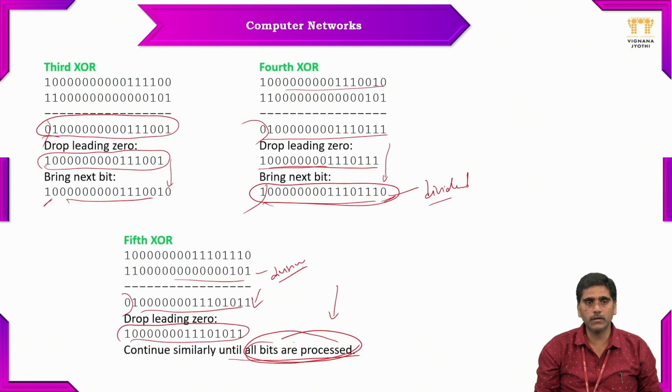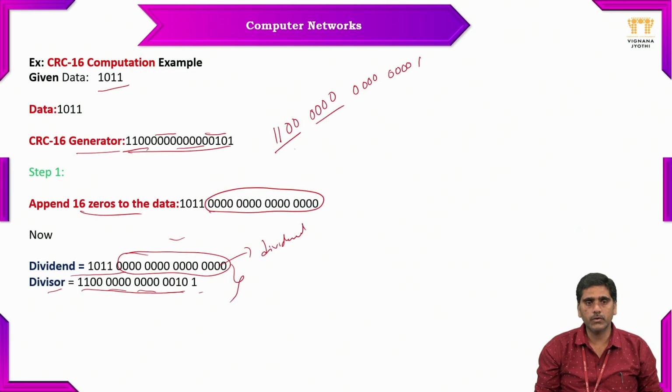So what are the steps here? We need to take the data and append 16 zeros to the data, depending upon the CRC polynomial. If you have a CRC 12 polynomial, append 12 zeros to the data. If you have a CRC 16 polynomial, append 16 zeros to the data. Even with CRC CCITT, you append 16 zeros to the data.